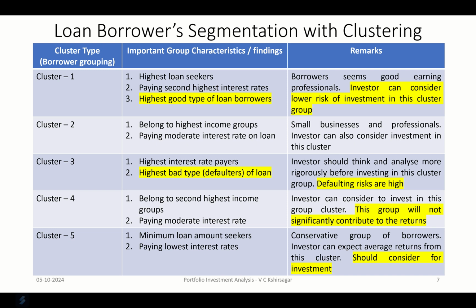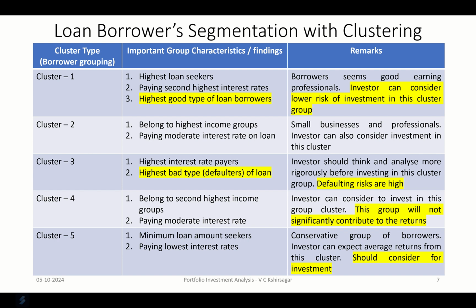Next slide is very important. Here we are going to classify, or rather we are going to segment, the customers, the borrowers, into different categories based on their identified characteristics. I use the clustering method to divide the loan borrowers into 5 distinct groups. These groups we are going to call clusters, and they are shown in tabular form. The important characteristics of borrowers categorized under one unique cluster are highlighted in the second column.